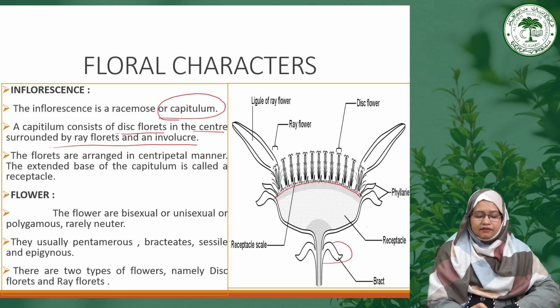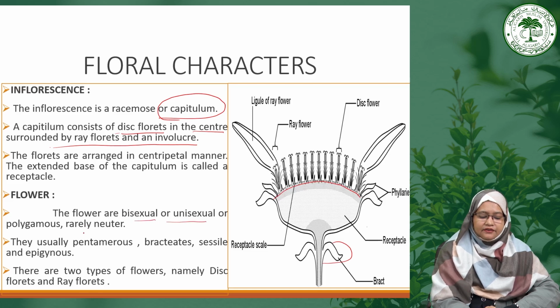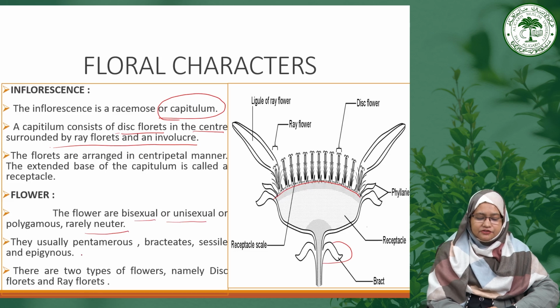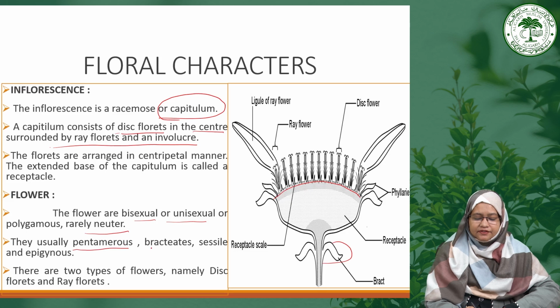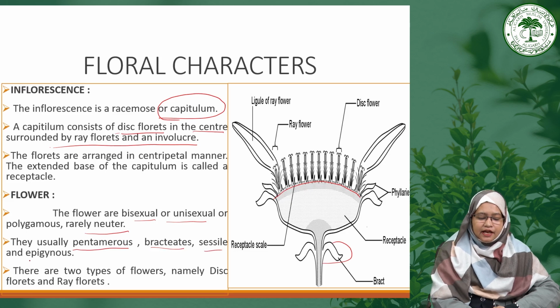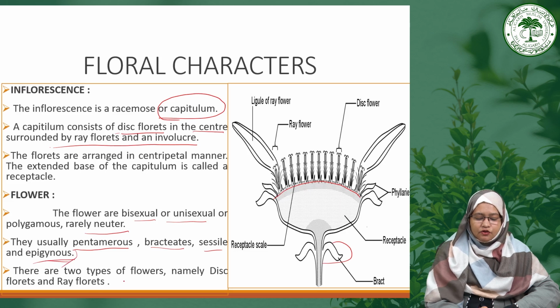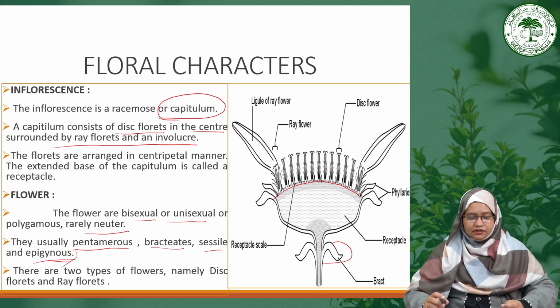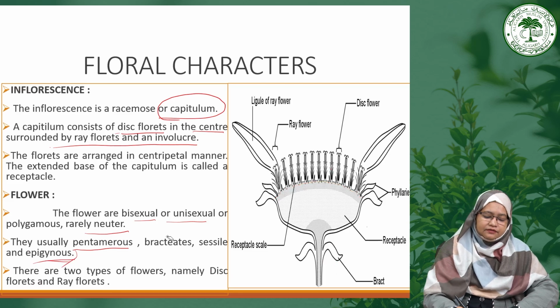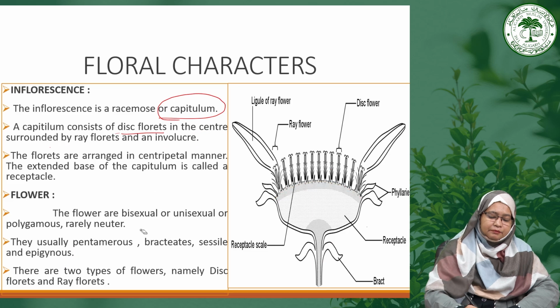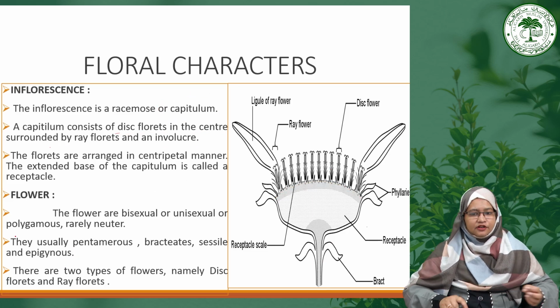If you see, the flowers are generally bisexual or unisexual, polygamous, and rarely neuter. And usually pentamerous, that means they have all the plant parts in multiples of 5. They are bracteate, sessile, and epigynous, because the ovary is inferior. Depending upon the species, they may have both ray and disc florets, or only disc florets, or only ray florets.